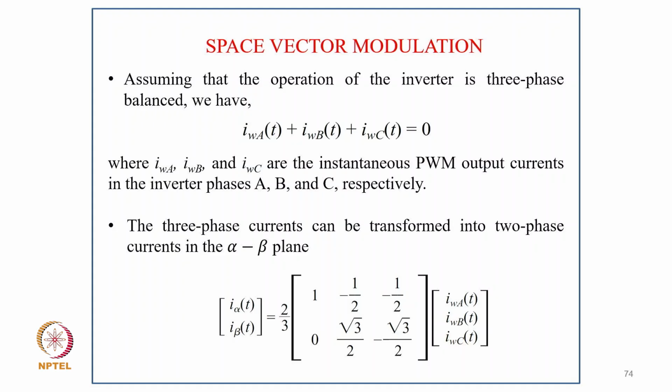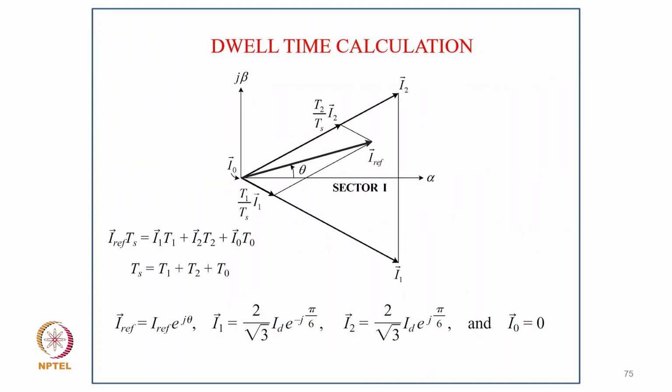So I alpha, I beta with this matrix, 2 by 3, 1, minus half, 0, and root 3 by 2, and minus root 3 by 2, into the matrix of column IWA, IWB, IWC, and these are typically the dwell time calculations. So you can calculate from this a vector I reference Ts, where the total period is required: I1 T1 plus I2 T2 plus I0 T0, where Ts equal to T1 plus T2 plus T0.